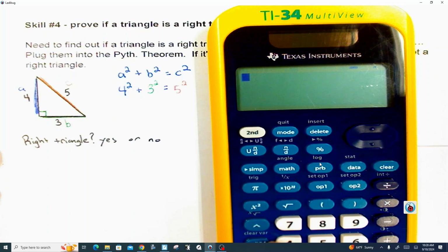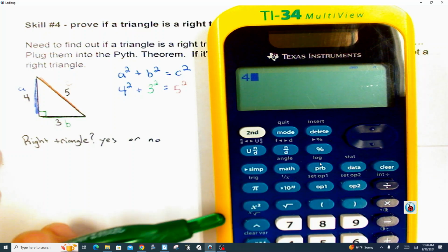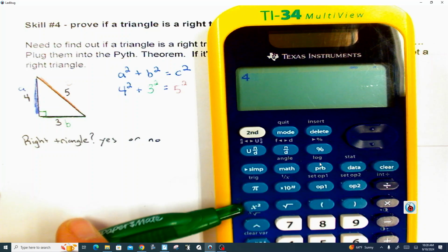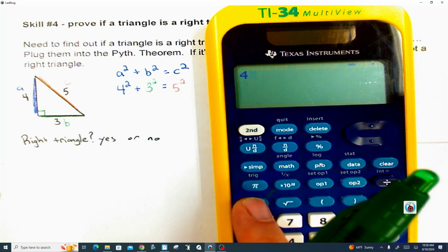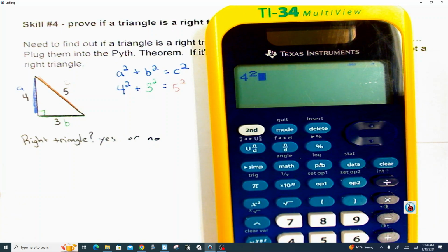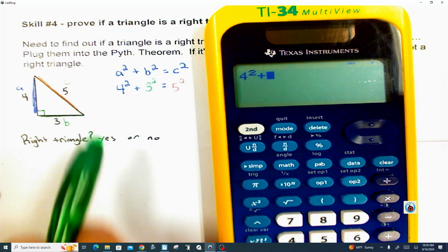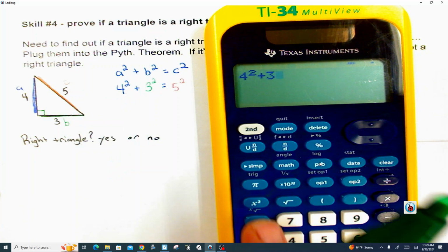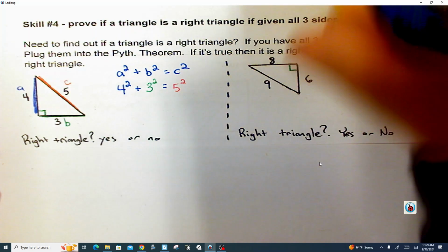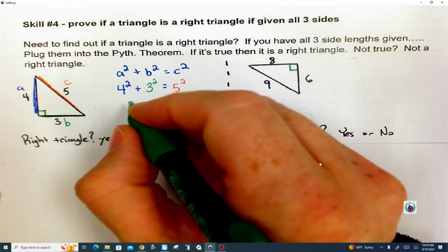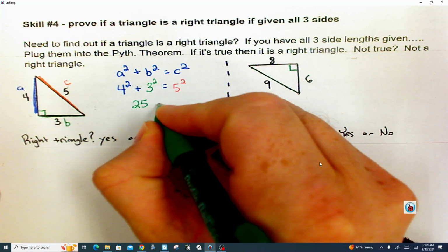How do we do it? Well, you type in the 4 obviously, but if you look right here, see x to the second power, if you hit that, it automatically puts a second power up there, and it's ready for you to go ahead and hit the plus sign, and now just type in 3 to the second power. What's it equal? 25. So when you're using the calculator, you can just go and plug that straight in.